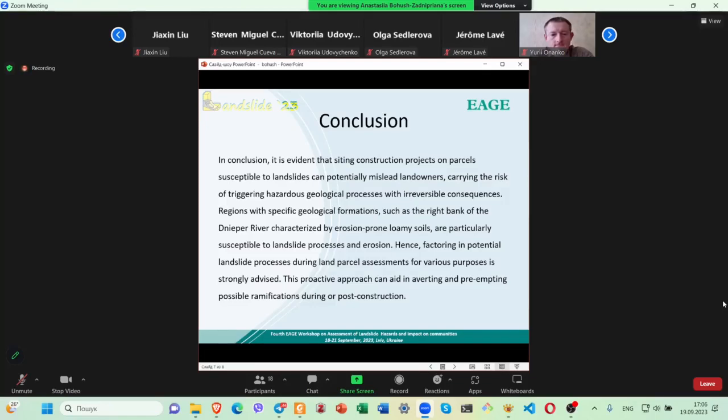The development of risk maps can furnish stakeholders with vital insights, empowering informed decisions concerning land usage and development.